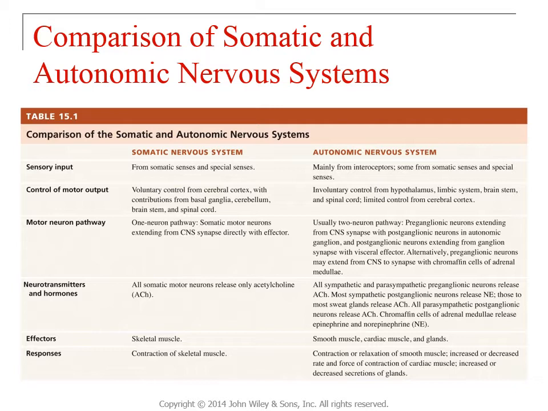So the response for the somatic is a contraction of skeletal muscle. The autonomic nervous system will cause contraction or relaxation of smooth muscle, increasing or decreasing heart rate, or increase or decrease secretions of the glands.